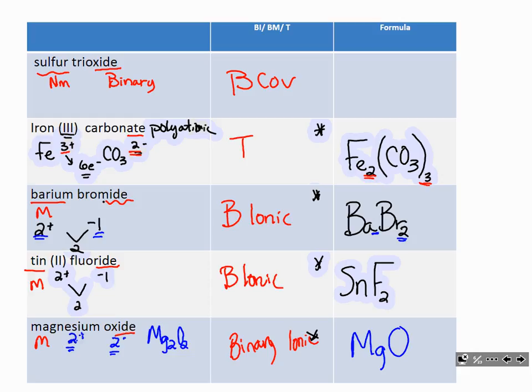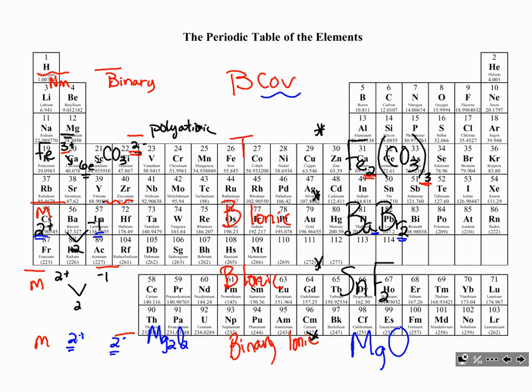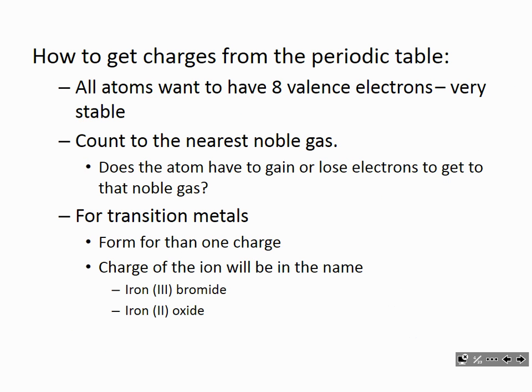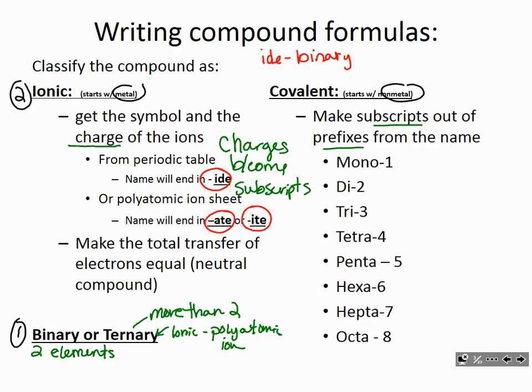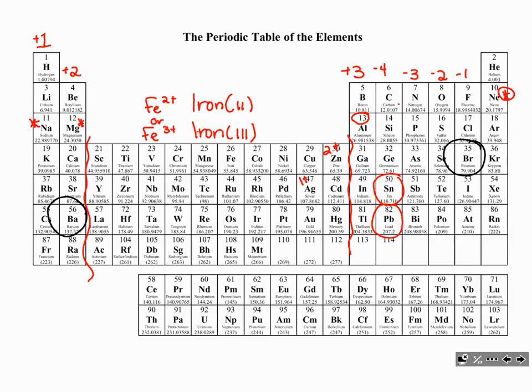Let's go back up to our covalent compound. Remember that ionic compound subscripts come from charges of ions. Covalent compounds, subscripts come from prefixes. Ionic compounds, subscripts from charges. So let's go back to our covalent compound.